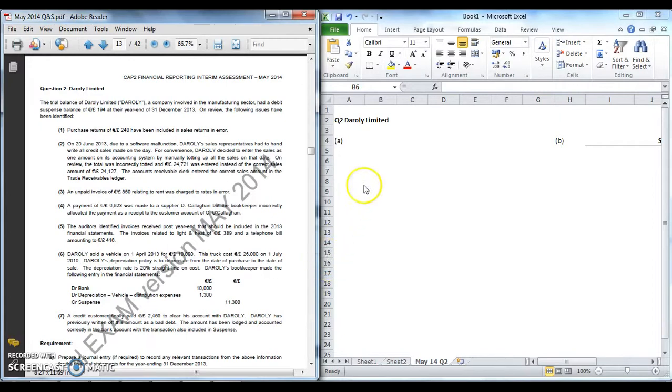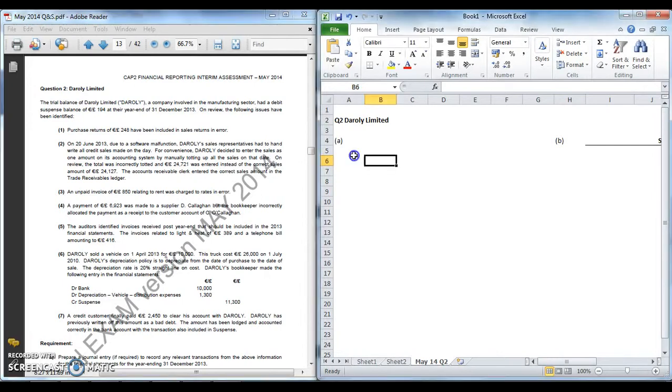Particularly for this type of question, I think it's useful to take an approach where you first look at what should have been done, you then look at what was done, and then adjustments required, and if suspense is affected. So that's a useful one.